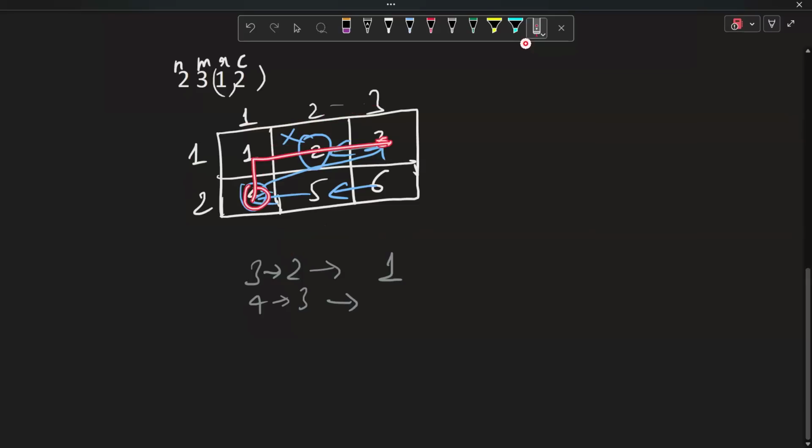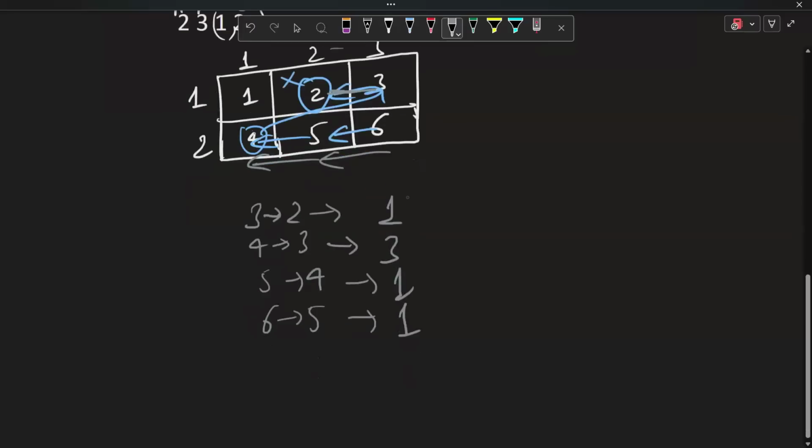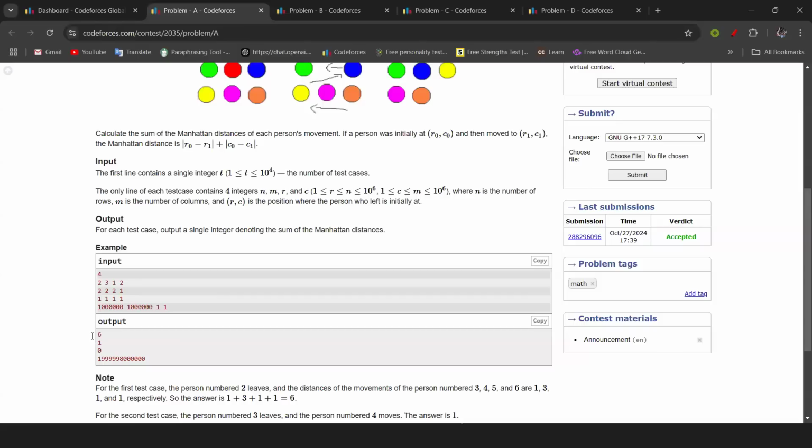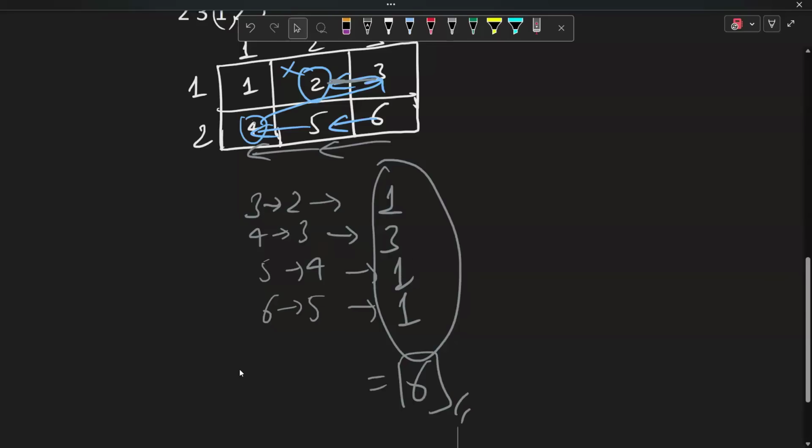It is, you can say, this distance. So this distance would be 3. When 5 moves to 4, this distance would be 1. When 6 moves to 5, this distance would be 1. So the sum of these distances is equal to, here you can see, 6. So 6 is the answer for my first test case. I hope you understood how it is calculated.